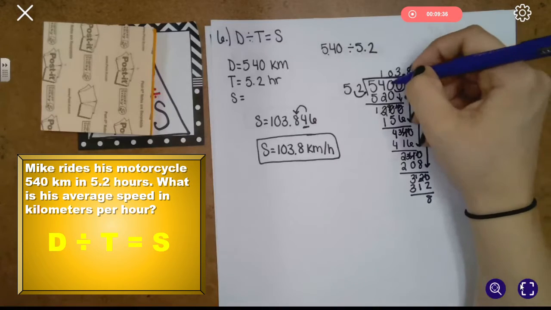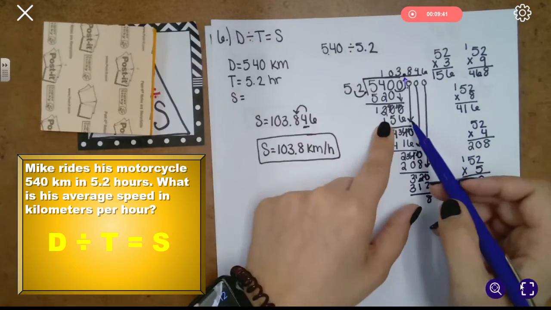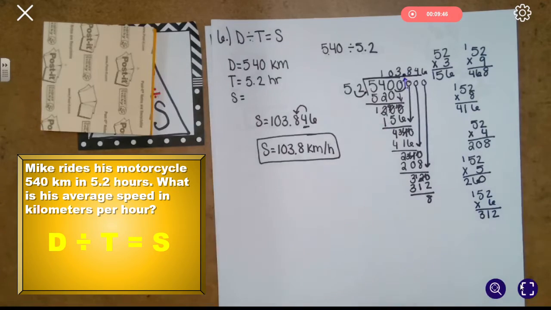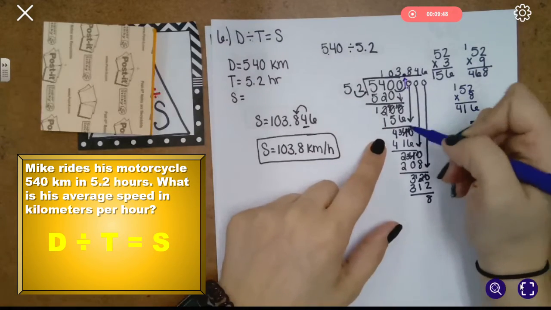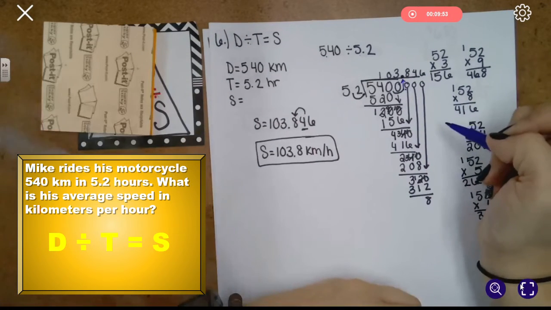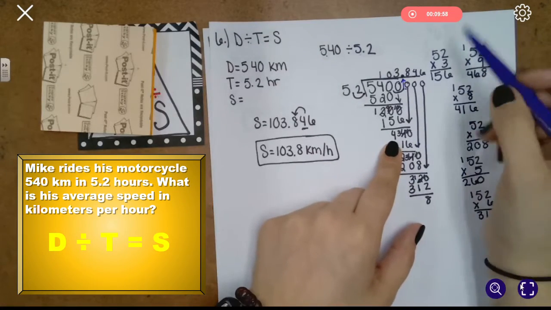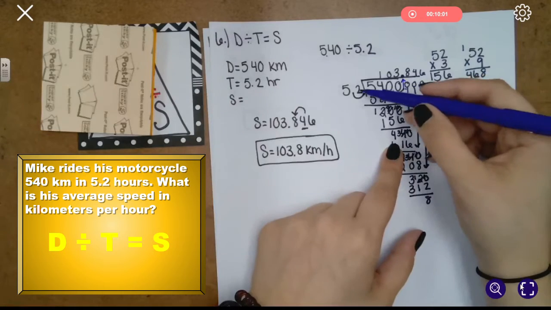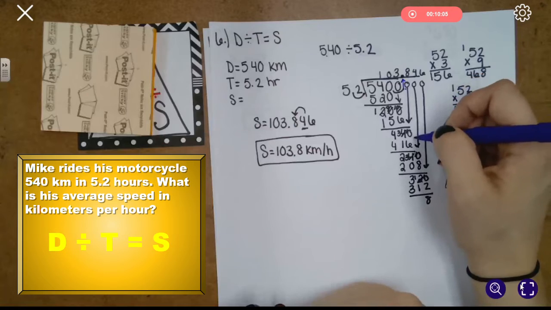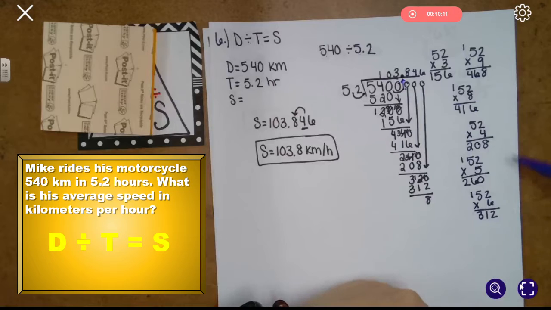And then you had to bring down your 0, and then you had to see how many times 52 goes into 200. Well, I did 3, because I knew 2 times was not going to work. So I did 3, and then I got 156, and you subtracted, and you got 44. And then I said, well, how many times can 52 go into 44? It can't. So I had to add a 0 and bring it down. How many times can 52 go into 444? That's where all my work came in.